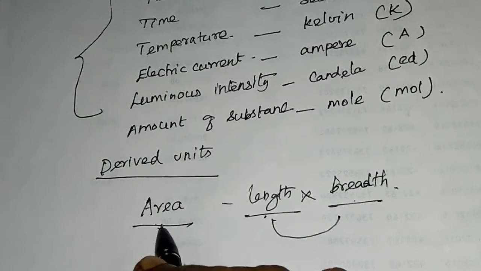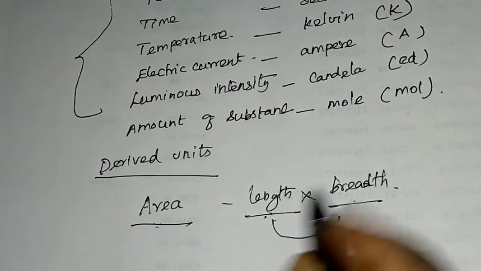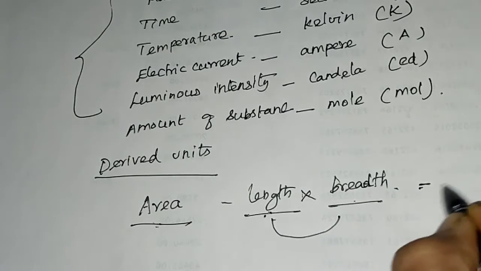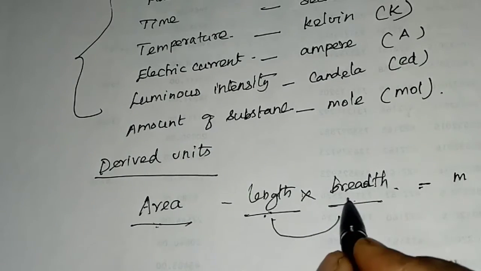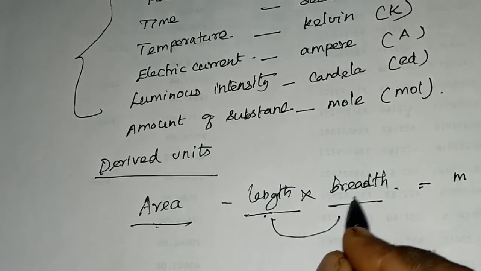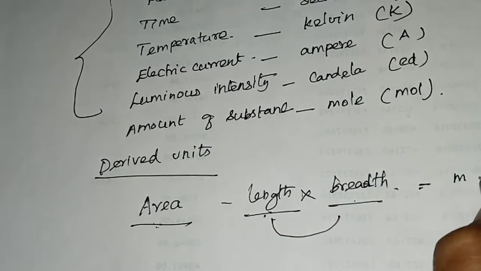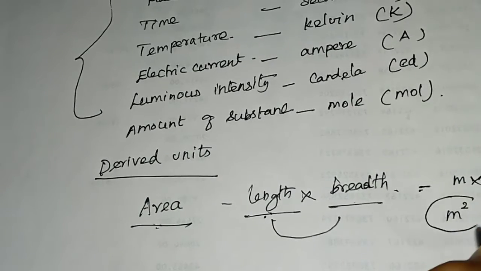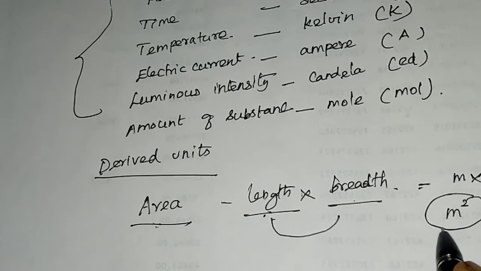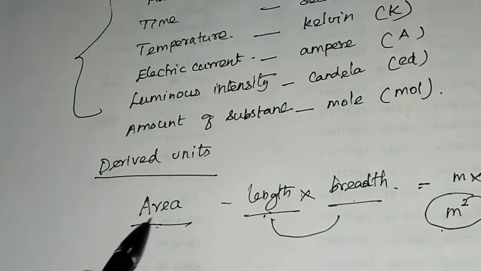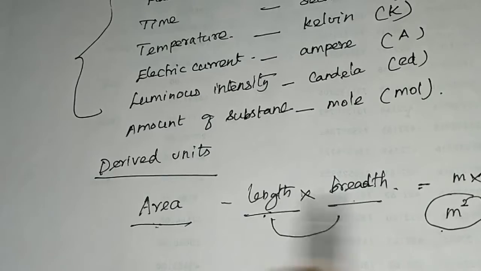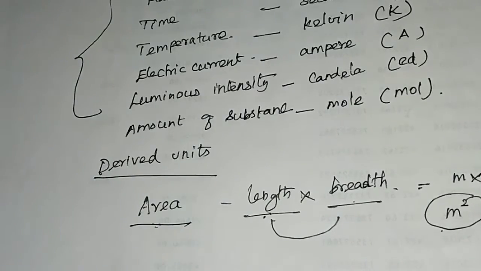The unit for length is measured in meters, and breadth is also measured as a length, so it also has the unit m. So meter into meter, we get meter squared. This is the unit which is used for area.